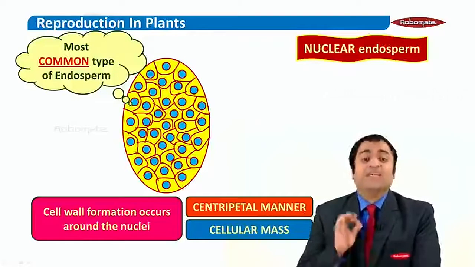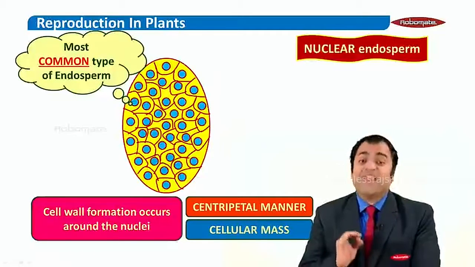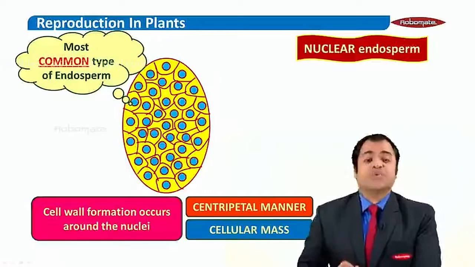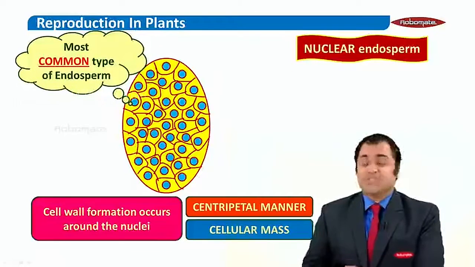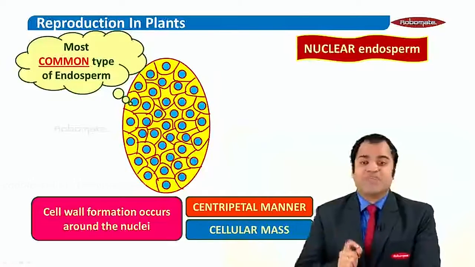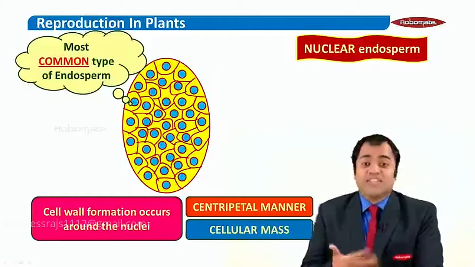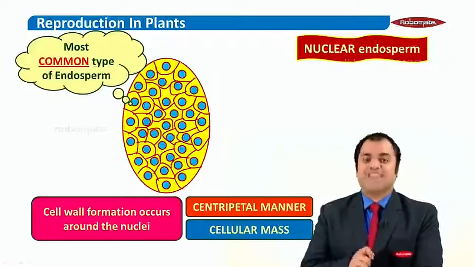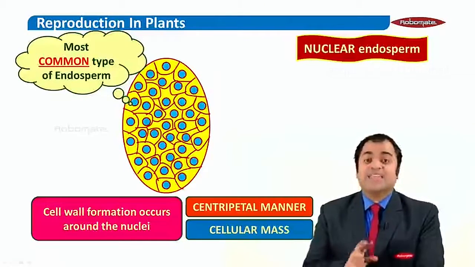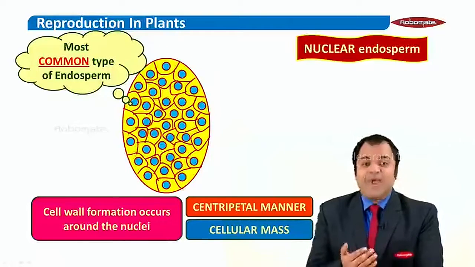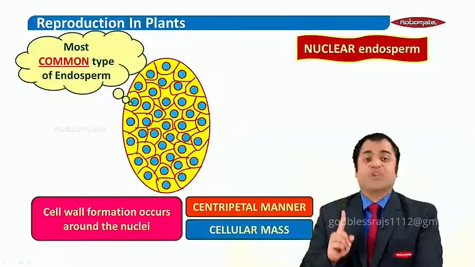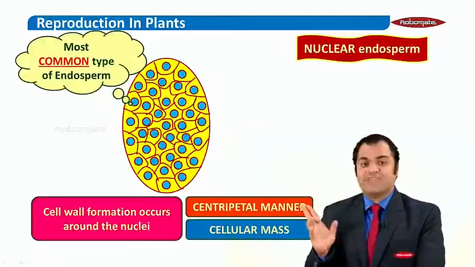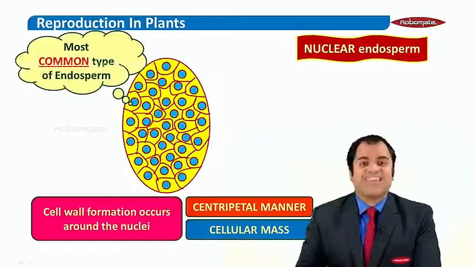And remember, the nuclear endosperm, or the free nuclear endosperm, is the most common type of endosperm which you will see in angiosperms. So this is how the endosperm develops, with free nuclear divisions initially, and when all the nuclei are formed, then the cell wall formation takes place around the nucleus in a centripetal manner, and you end up with a cellular mass which you can call an endosperm. And remember, the cells of the endosperm are going to be triploid in nature.